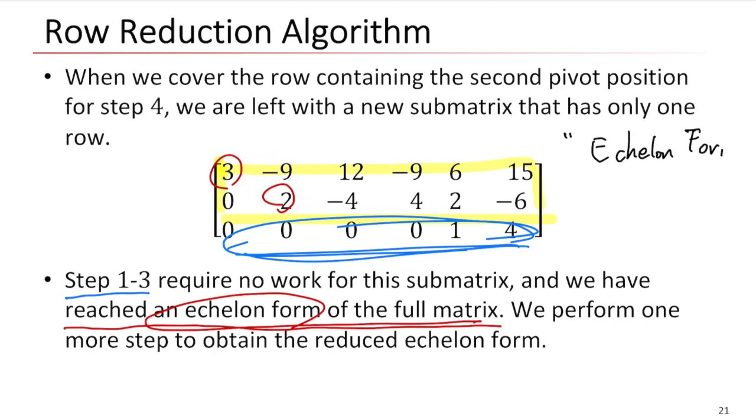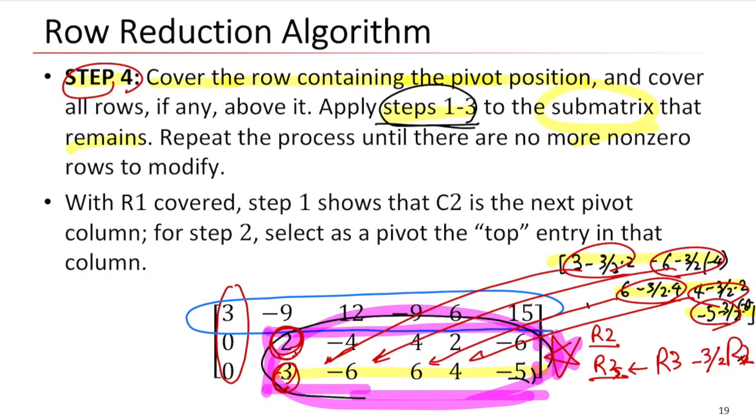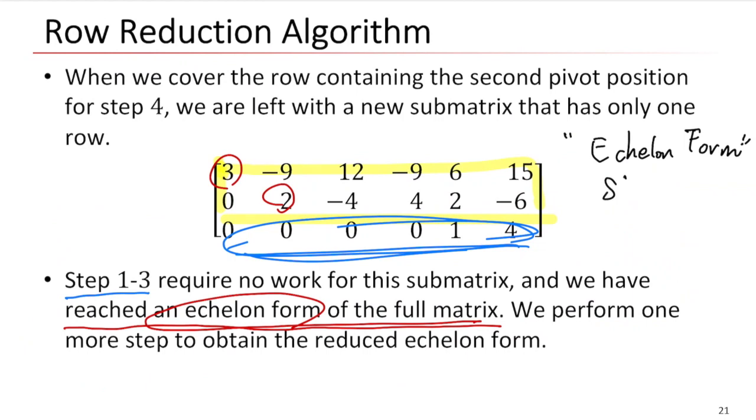Echelon form of the matrix. Okay, so this is step 1 through step 4. Now we have an echelon form, and now we are going to make the reduced echelon form from this echelon form. Okay, how can we do that?